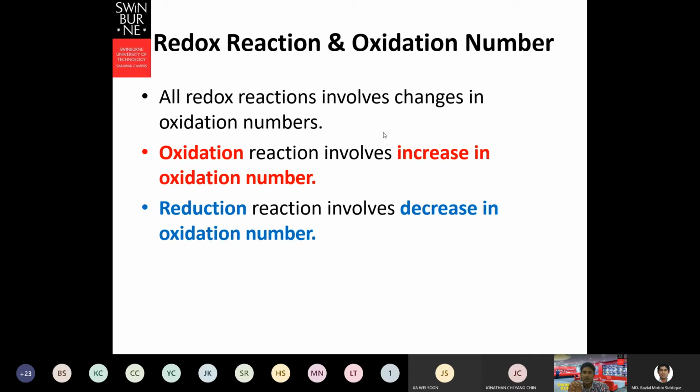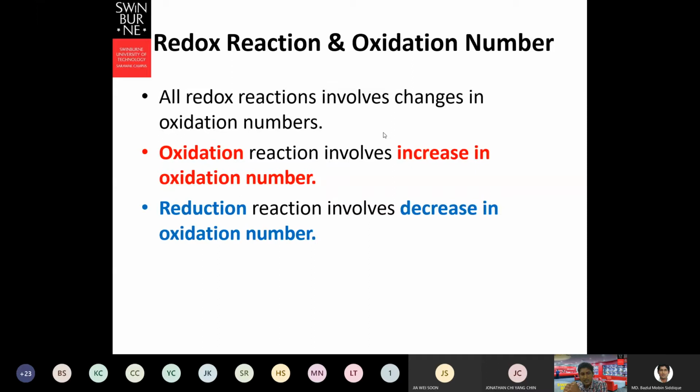Only the thing is, for some reactions, the oxidation state of the compounds or reactants does not change, and that is why those reactions are not called oxidation reduction reactions. But other reactions that have a difference in oxidation state are called redox reactions, or they fall under redox reactions.